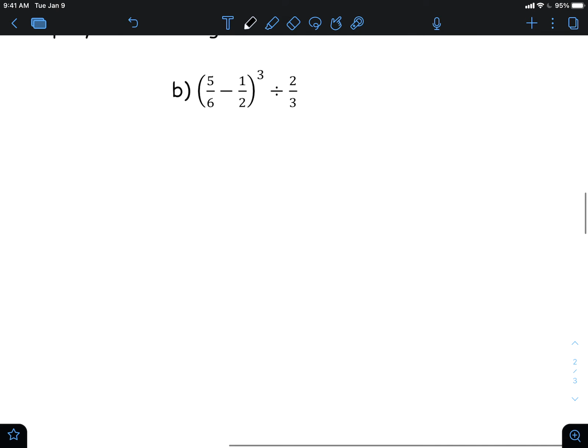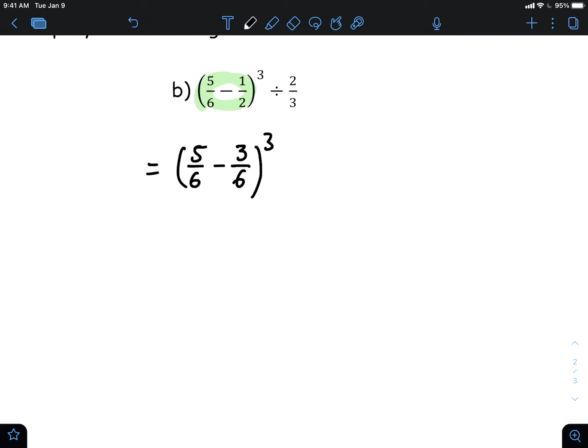Now we have B. So for B, we've got some other stuff going on, but once again, we're going to start with our brackets. So we're going to look into here. Once again, we've got 6 and 2, and we need to find the lowest common denominator. Because 6 is a multiple of 2, we can just use 6 as our denominator. So this is going to be equal to 5 over 6 minus, and then we need to multiply 2 by 3 to make it 6. So it's going to be 3 over 6. And that's going to be cubed. And then we're going to divide it by 2/3 in the end.